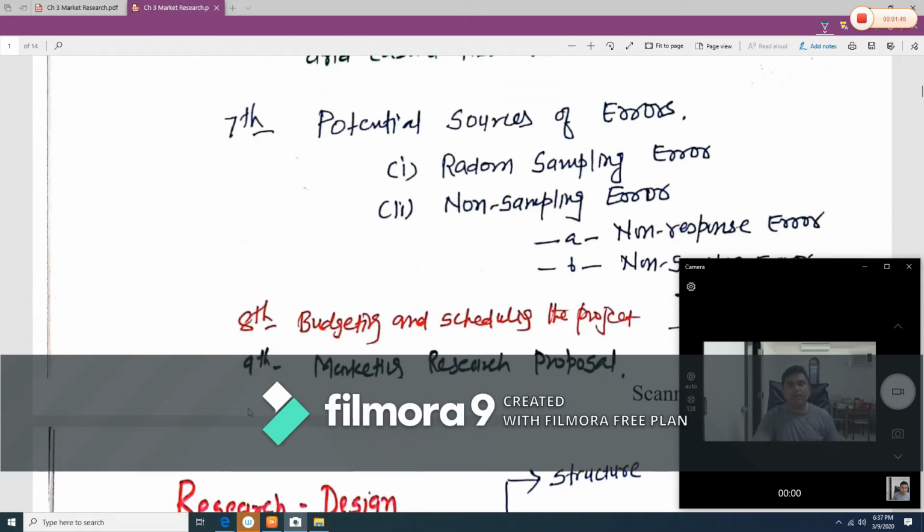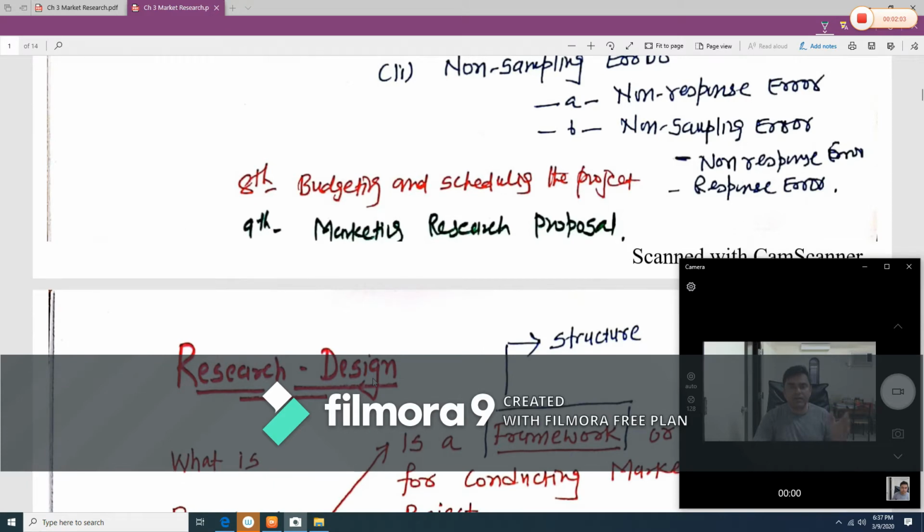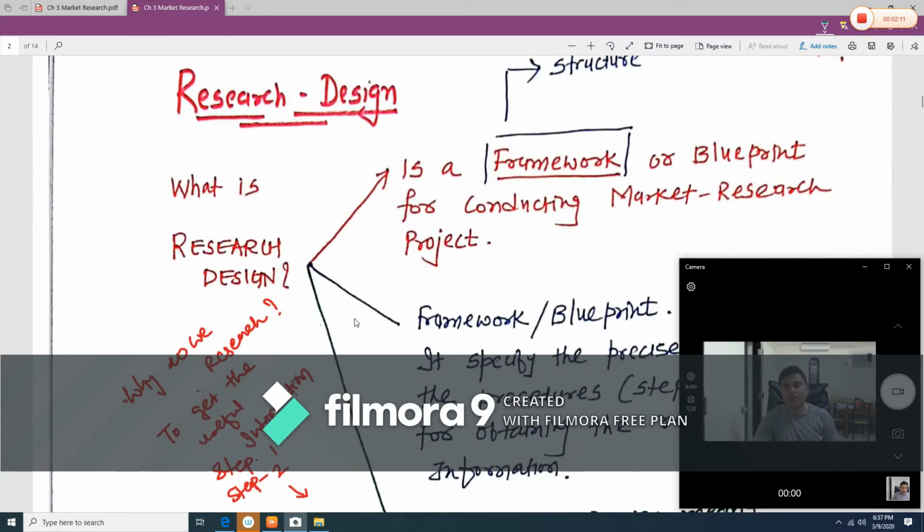Next is the potential sources of error. Now when we are conducting a research, there we are likely to make certain errors. Some errors are related to sampling and some errors are not related to sampling, so we can say it is a non-sampling error. Next one is we are going to decide the budget and schedule of the research project. In the last, we have to decide the marketing research proposal, how we are going to prepare it.